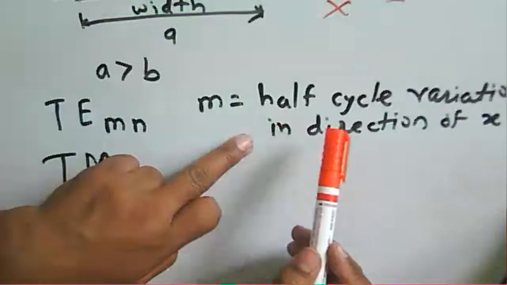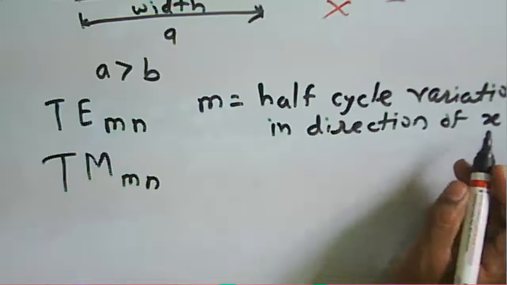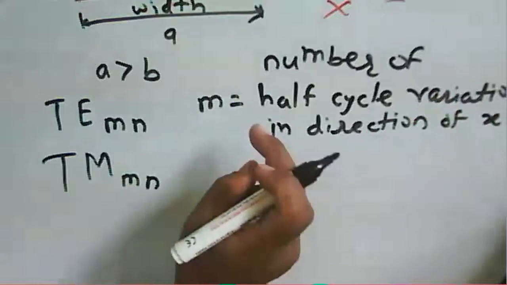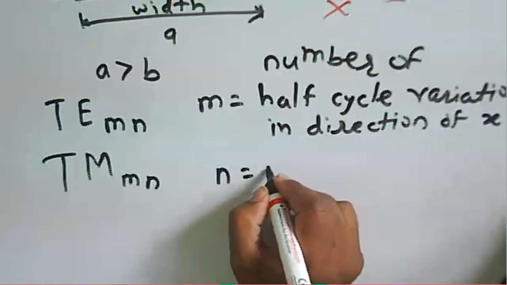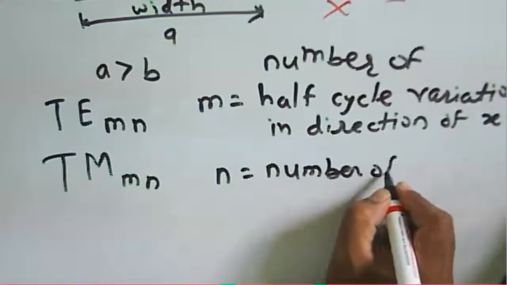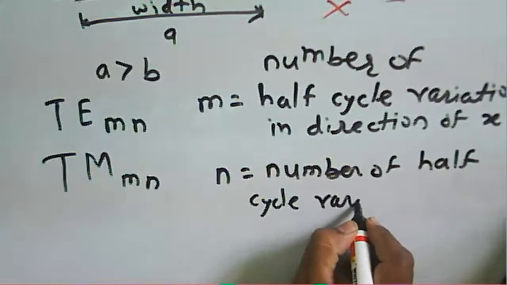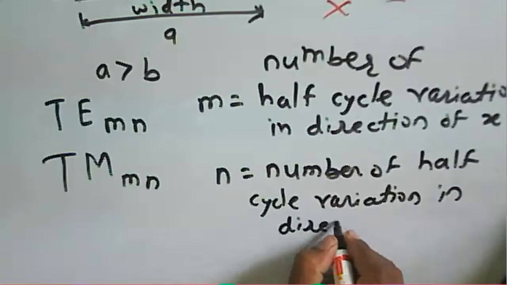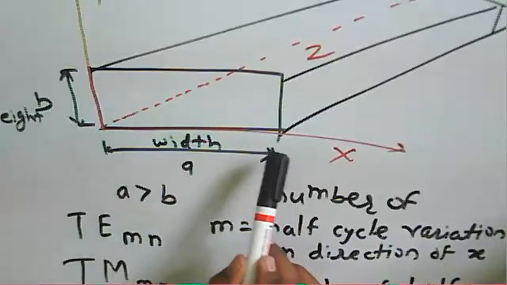So m says how many half cycle variations there are. Just like half cycle variation in the direction of x. That is, m is nothing but a number, the number of half cycle variations in the direction of x. Similarly, n is equal to what? The number of half cycle variations in the direction of y. Half cycle variation in the direction of x and in the direction of y.